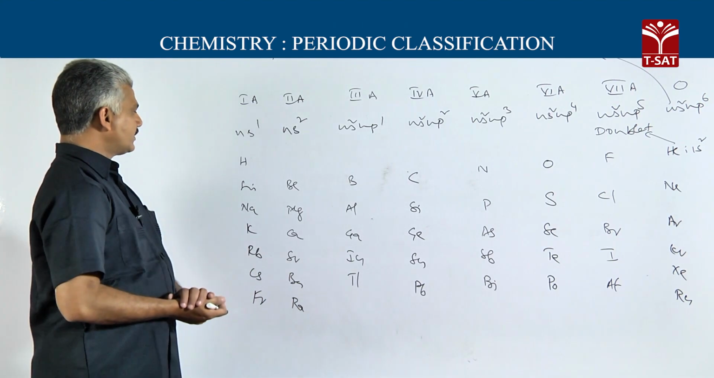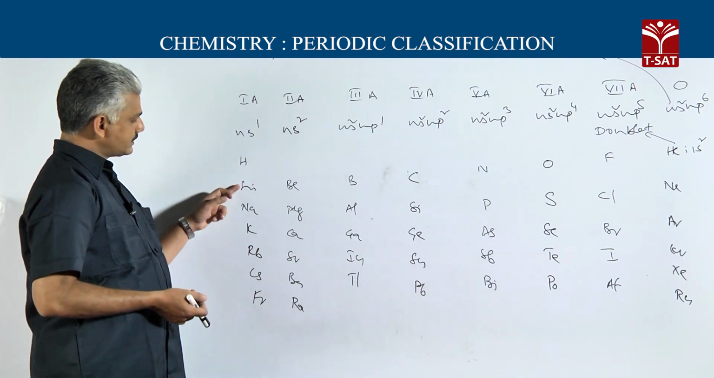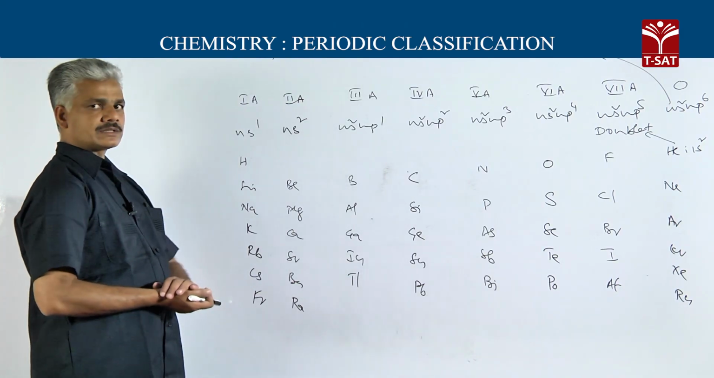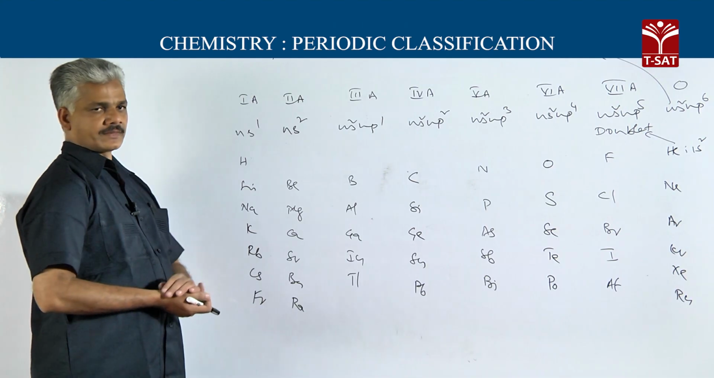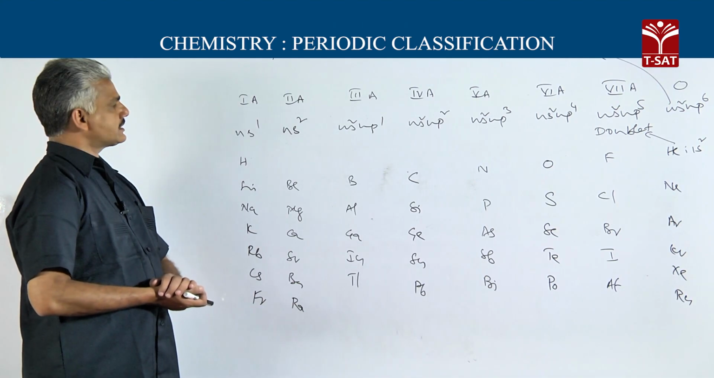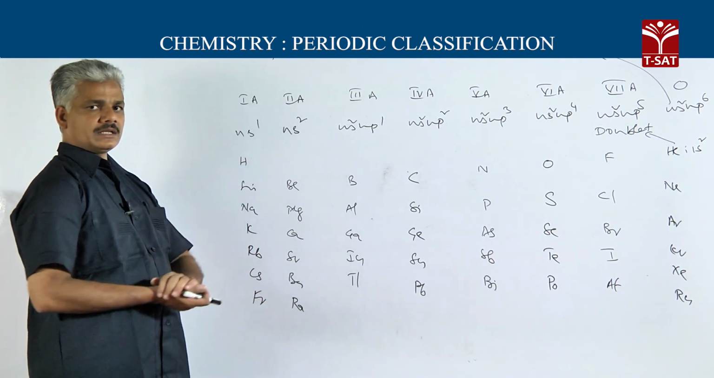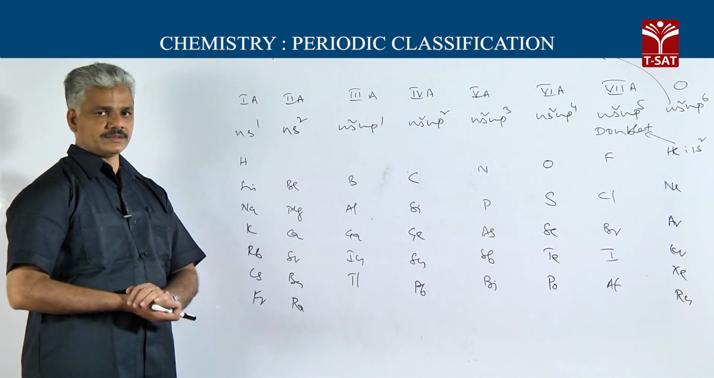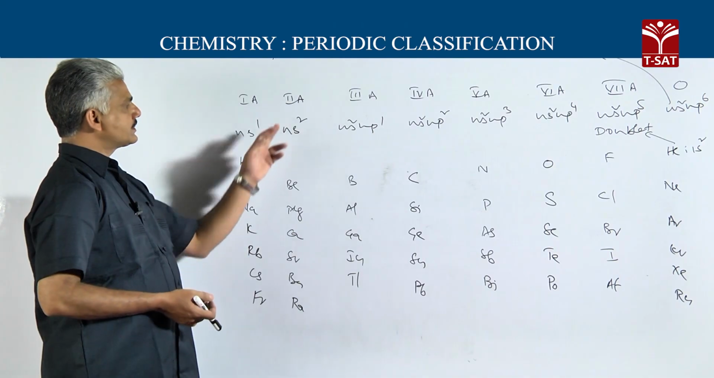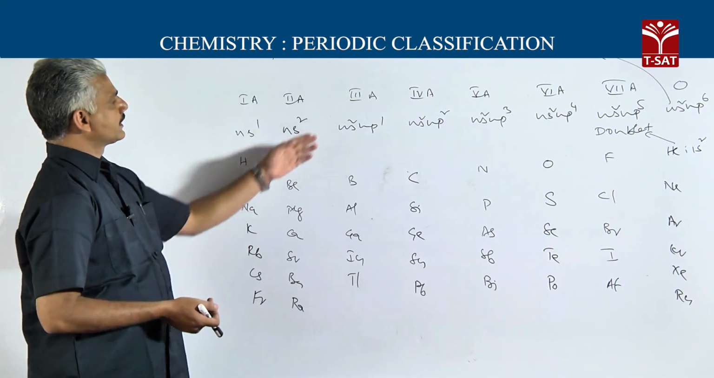Then in the 1st A group, hydrogen is a non-metal. Except hydrogen, the rest of the elements are metals and they are strongly basic in nature. That is why 1A group elements are known as alkali metals. In the 2A group, all elements are metals. They are also basic in nature and are widely distributed in the earth's crust. That is why they are known as alkaline earth metals.